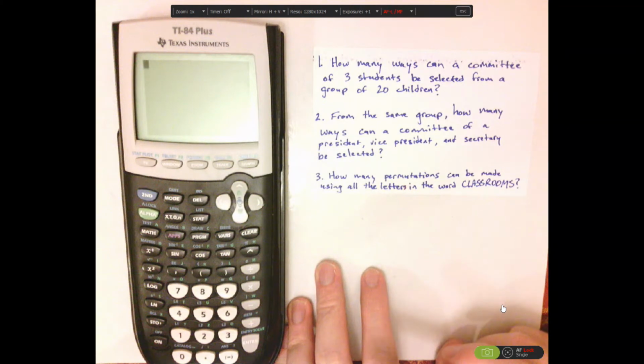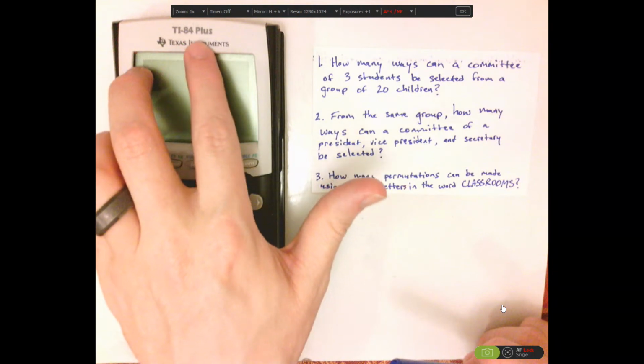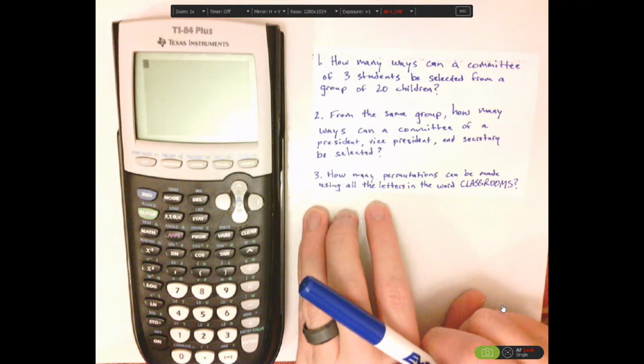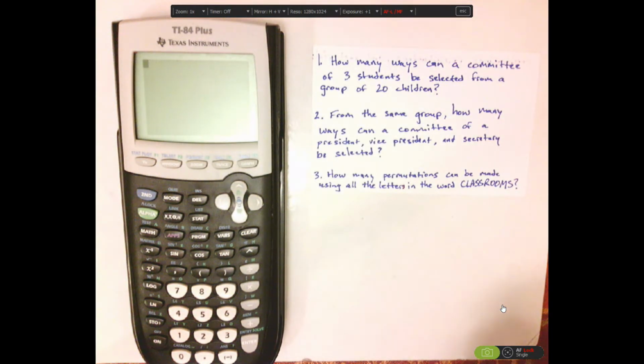Hi, I'm JD, and what we're going to be doing today is using the TI-84 Plus calculator to solve these questions related to permutations, combinations, and factorials. Please take a moment to pause the video and see if you can try to do these on your own. Alright, so let's go over these.